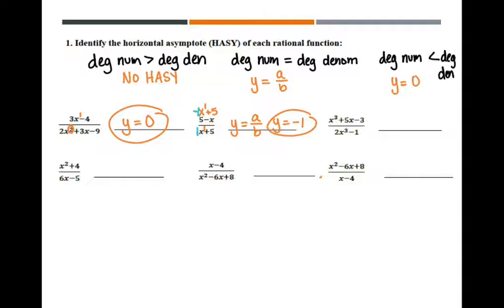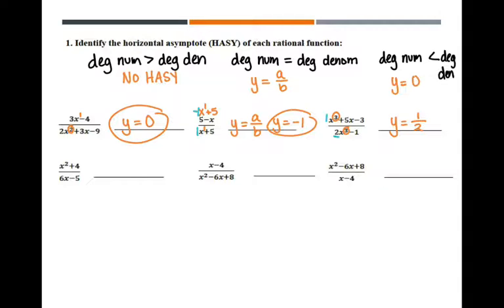All right, now if I look at this third one, my degree on top is 3. Degree on the bottom is also 3. So once again, we have the situation where it's y equals a over b. A is the leading coefficient of the numerator, which is 1, and b is the leading coefficient of the denominator, which is 2. So that means my horizontal asymptote is the line y equals 1/2.